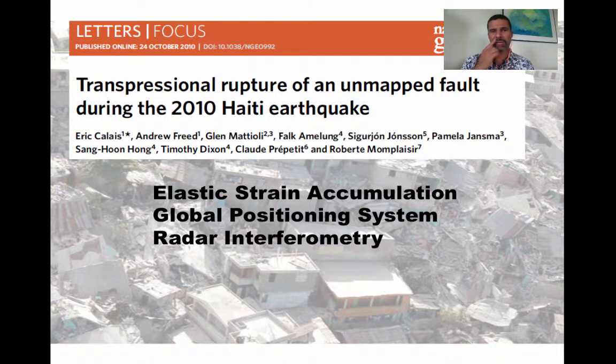As you can see from the title of this paper, Eric Calais believes that the rupture of this earthquake occurred not on the major Enriquillo fault, but rather on an unmapped fault that was recently, until this event, undiscovered. This has implications for future risk on the Enriquillo fault.